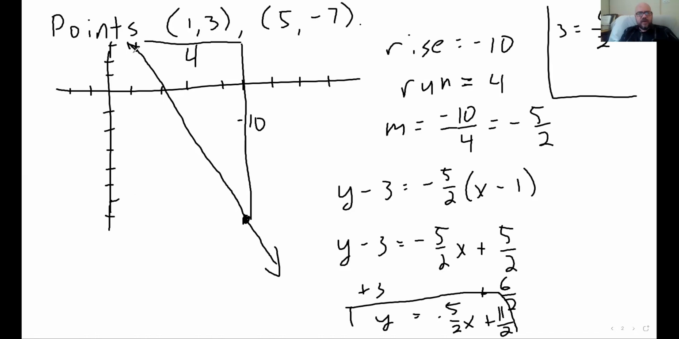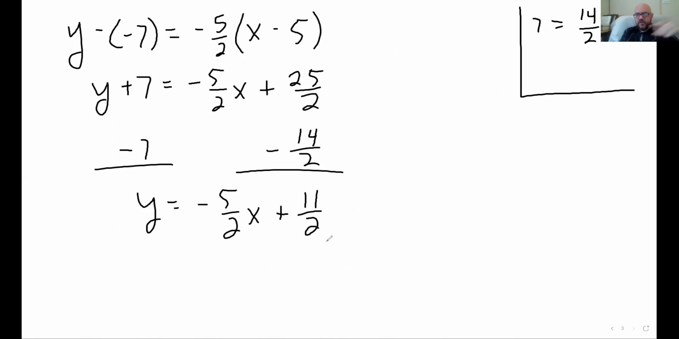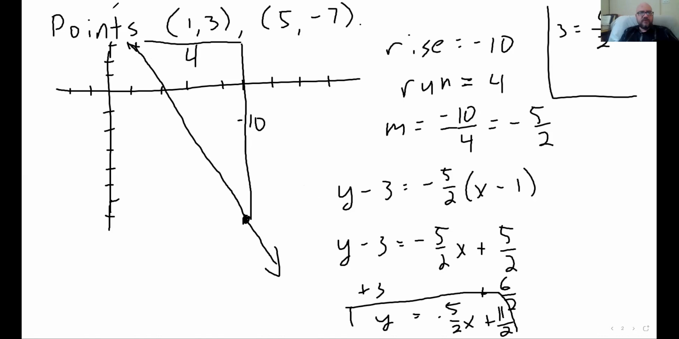And you can see negative 5 halves is a slope a little bit less than negative 2, right? It's negative 2.5, and this is pretty steep downward. And then the y-intercept is 11 over 2, which is 5.5. And if you look on here, that's plausible, right? It's above 3 at least. So I would buy 11 over 2 as the right thing.